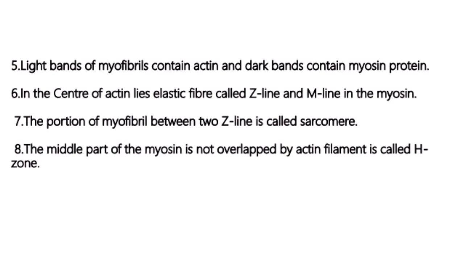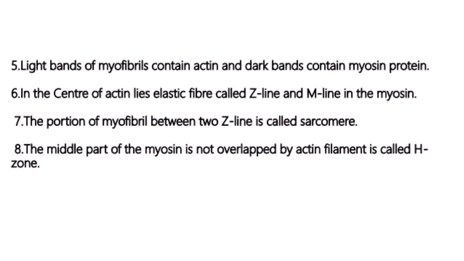When we see the myofibrils, we will find there are alternate dark and light bands. That is striations. Basically, that is protein, actin and myosin. The light band consists of actin protein and the dark band of myosin. In the center of actin lie elastic fibers called the Z line, and the M line in the myosin.